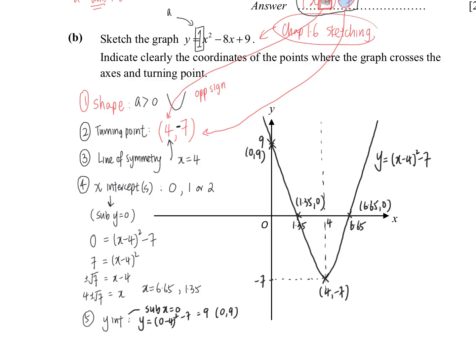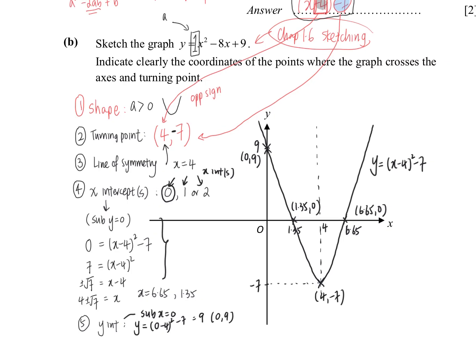This one means I can have 0, 1 or 2 x-intercepts. Just to remind you that sometimes it is okay if you cannot solve here. Let's say here it gives you math error, it's okay. It just means that your graph is floating above the x-axis. In this example particularly, we have 2 x-intercepts.